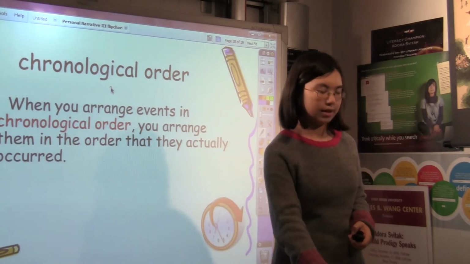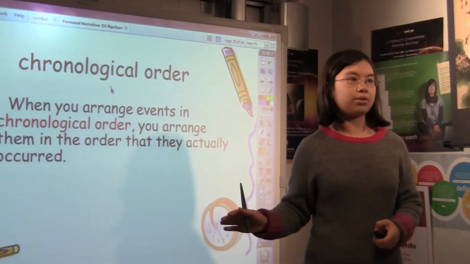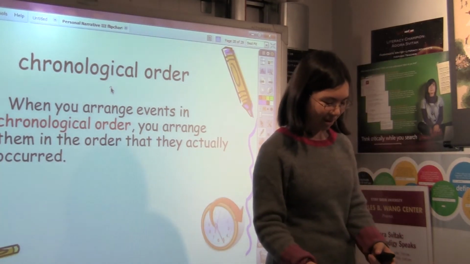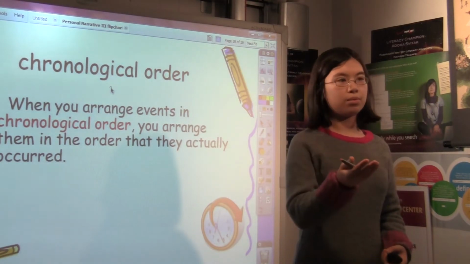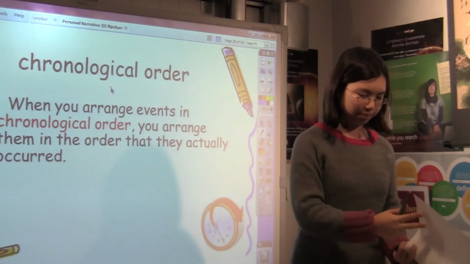You can choose to start your story at the chronological beginning, so arranging the events in the order that they actually occurred, as in number 1, I ate beans for lunch. Number 2, I farted in class. Number 3, everyone laughed at me. That's probably not something you want to write about for your personal narrative. But when you look down your page and you see 1, 2, 3, that would be chronological order.